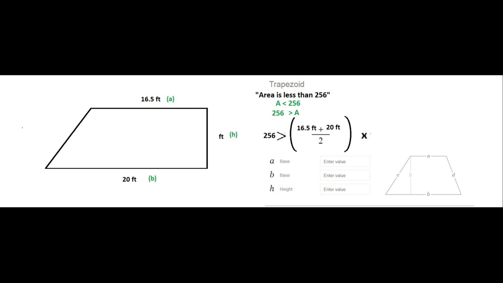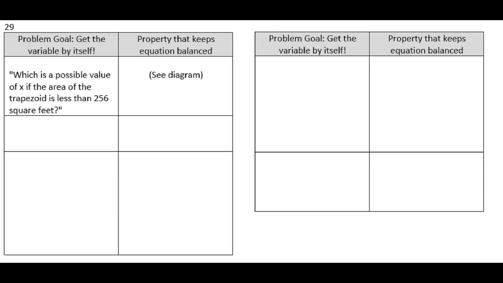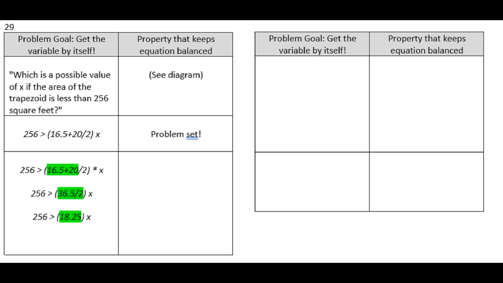Now, we can go back to our problem. All right, so here we are. I'm just going to place that problem back down here. 256 is greater than 16.5 plus 20 divided by 2, all that times x. Now, let's go ahead and solve it, and I'm showing you the pieces that I'm solving. First is the 16.5 plus 20. That's 36.5. Then we divide that by 2. We get 18.25. And then we can drop our parentheses. And that's just order of operations, y'all.